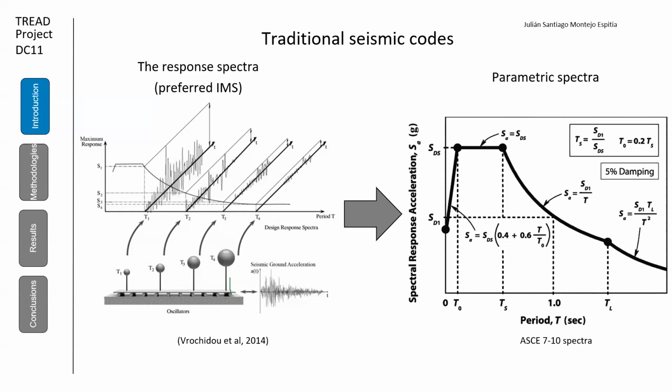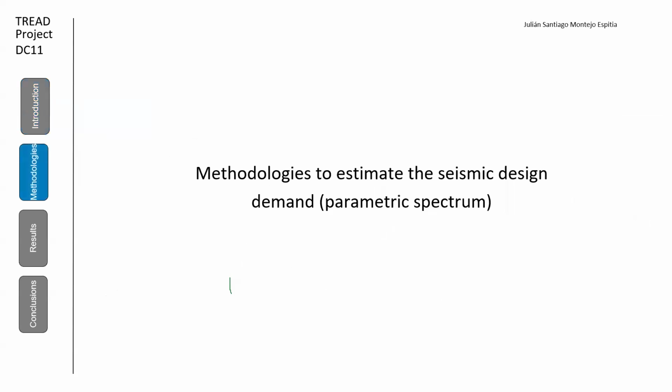The problem is that creating the parametric spectra in a code, how to do it? It is really hard stuff. This is an open question somehow, but it is a necessity to do it in the right way. So there are different methodologies to do it.